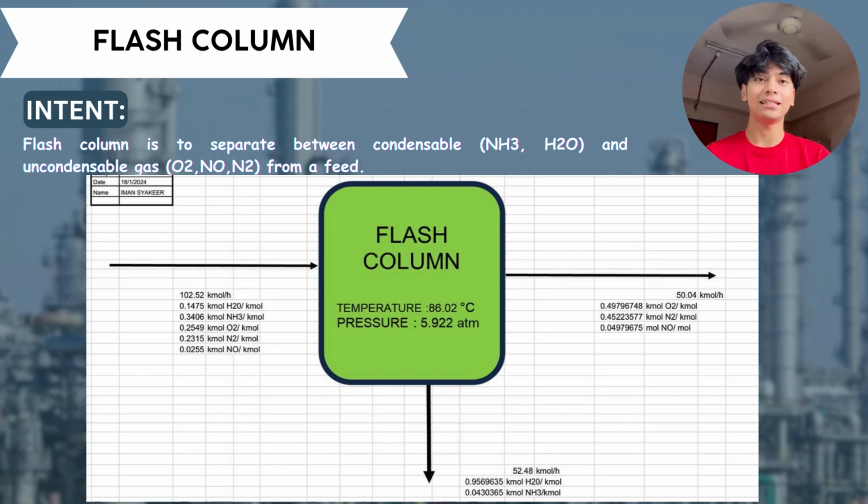The value of the input has been taken from reactor 1 output with the temperature of 86.02 degrees Celsius and pressure of 5.922 atm. The condensable NH3 and H2O gas has been turned into liquid form. So by this, the liquid and gas form has been separated with the mole rate of 52.49 kilomoles per hour. NH3 and H2O has been taken out from our production. However, O2, NO and N2, with the mole rate of 50.04 kilomoles per hour, have been taken to reactor 2 for the next reaction to happen.